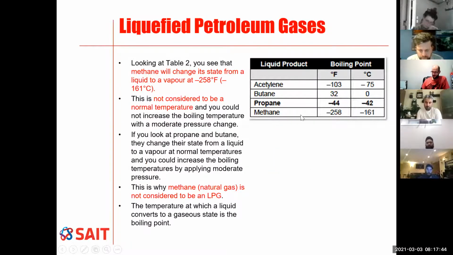So this other table that they have up here says methane will change its state from a liquid to a vapor at minus 258 degrees. What? So that is the boiling point of natural gas, meaning you have to have it under very high pressures to keep it a liquid. Propane here, minus 44. Butane, 32 degrees. That is the freezing point.